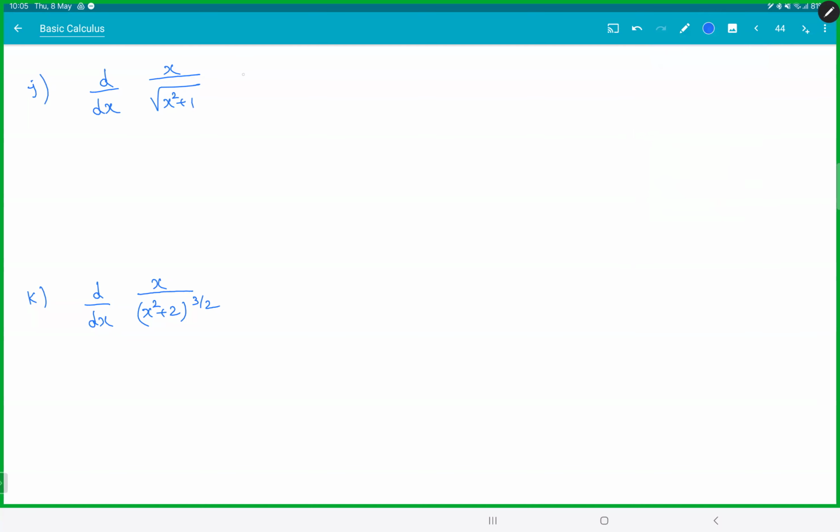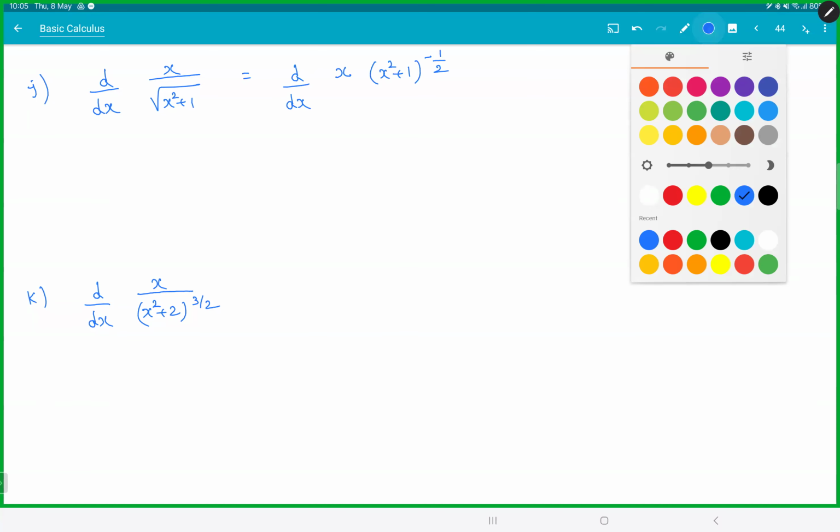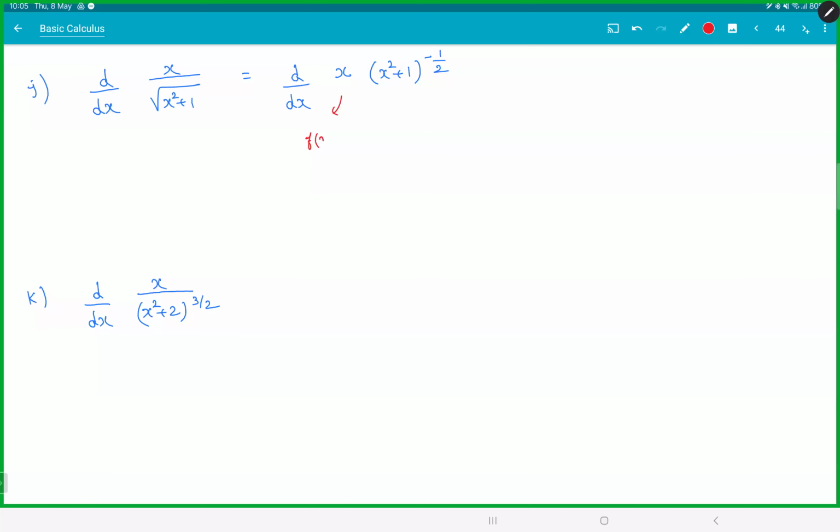I'll give you a little idea, see how to do this. If this question is given, I like to do this. I don't like division rule. Again, my preference. So I like to write this as x into x square plus 1 whole power minus half. So this is f of x. This is g of x. So basically, I'm going to use a product rule now. Then what is the product rule, if you remember? G of x, then differentiate f of x, and then differentiate g of x.